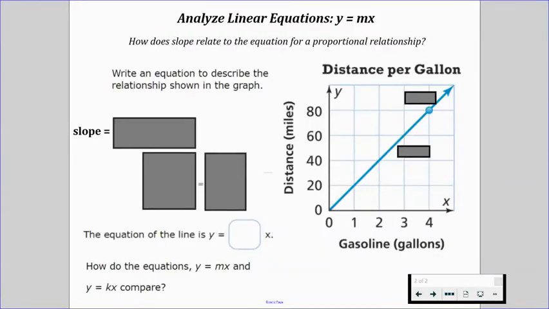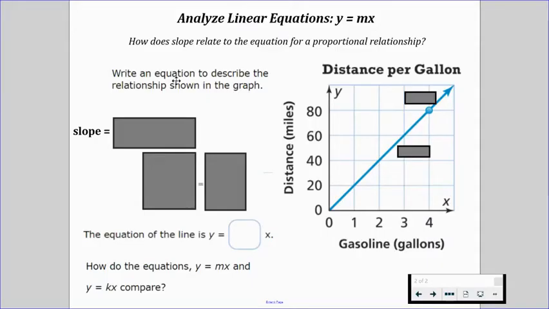We are going to transition from that equation of y equals kx into y equals mx to help us analyze these linear equations. We are going to focus on how slope relates to the equation for a proportional relationship. So we are going to be looking at the slope of these lines and see how slope can now help us write the equation to represent the problem scenario.